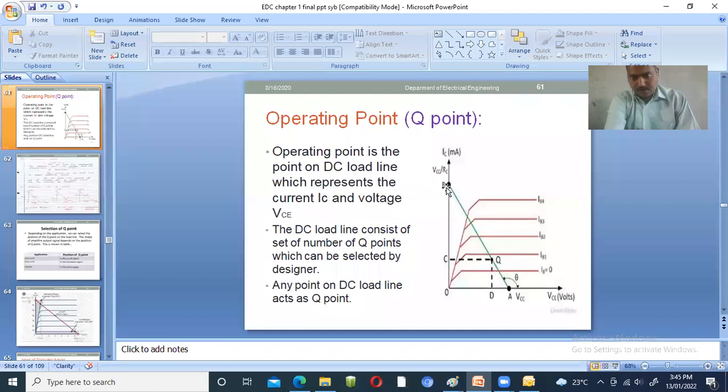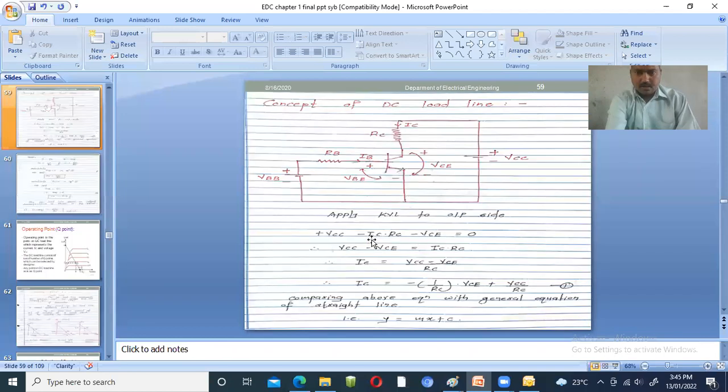The position of this point, upper, mid, or lower, is decided according to the particular application. This is nothing but the operating point of your configuration. For that purpose, we have seen the concept of the DC load line with respect to this configuration. This is the configuration diagram for the concept of the DC load line.